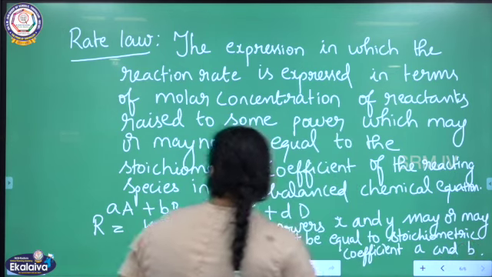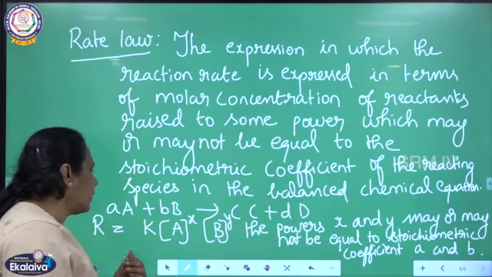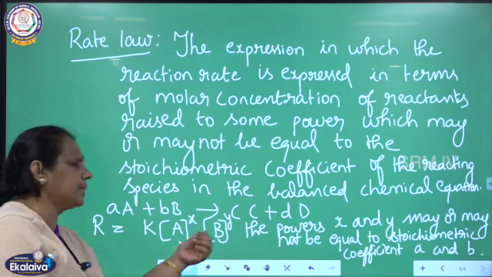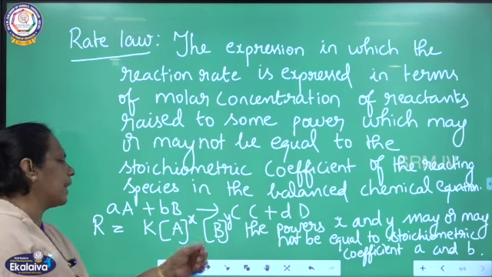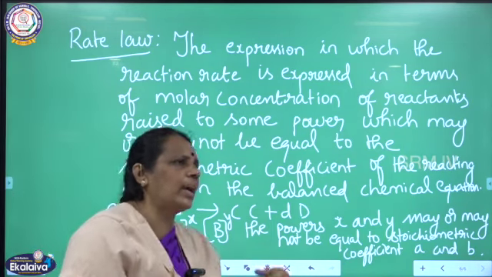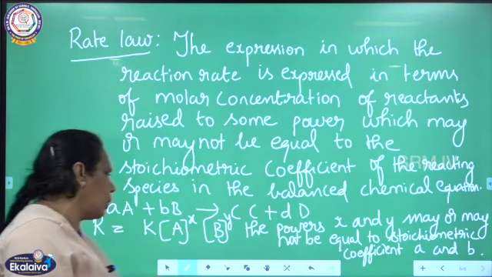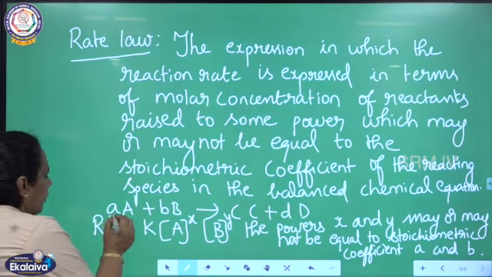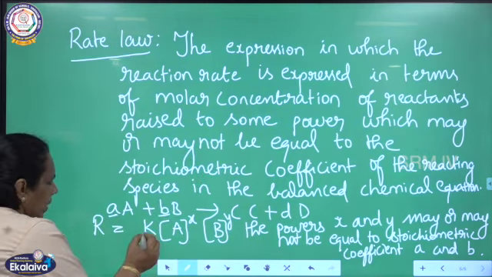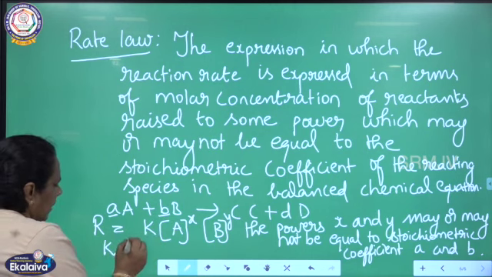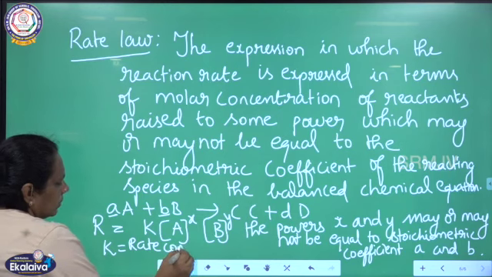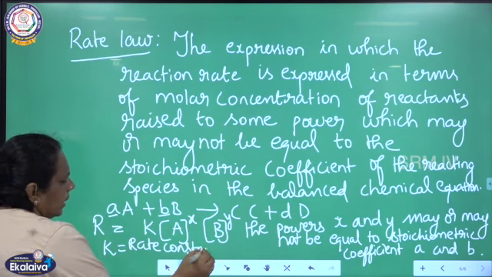So, to indicate the rate law I have written R is equal to K into A power X and B power Y. What is X and Y? The powers X and Y may or may not be equal to the stoichiometric coefficients of A and B, where K is nothing but rate constant.